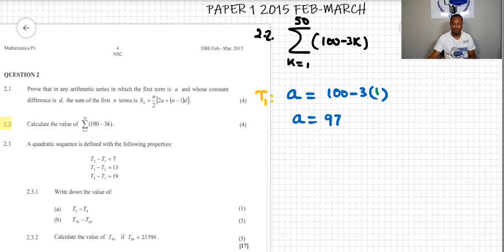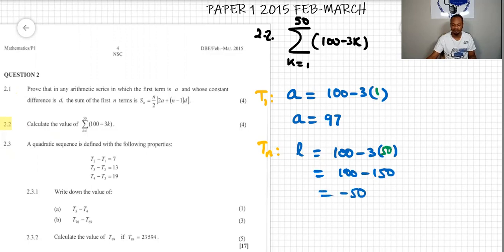Okay, and we can also find the last term, Tn, but it is denoted as L in sequence and series. So we do 100 minus 3k, and then we sub in the value of k for the last term in the series, which is the 50th term. So we sub in 50 over here, and that's going to be 100 minus 150, which makes L equal to negative 50. So L, negative 50, is the last term.